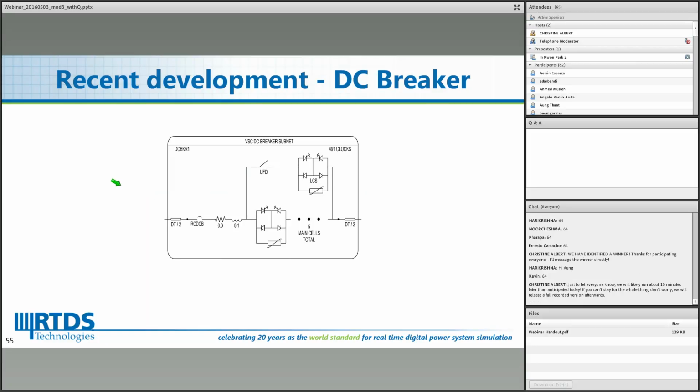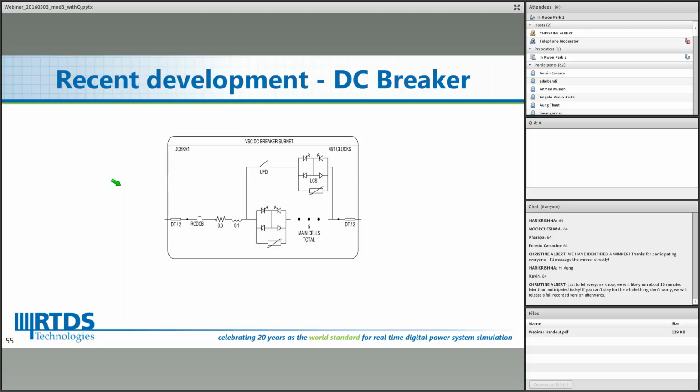Then this is a DC breaker model in the RTDS library. Probably many people here are working on microgrids or DC grids, and one of the key components in a DC grid or microgrid is the DC circuit breaker. In an AC circuit breaker, it's relatively easy to cut the current. In the AC fundamental cycle, there is a zero crossing, and once we open the contact of a circuit breaker, that zero crossing will ensure that the current will be interrupted by the opening of the contact. But in a DC system, there is no such thing as a zero crossing.